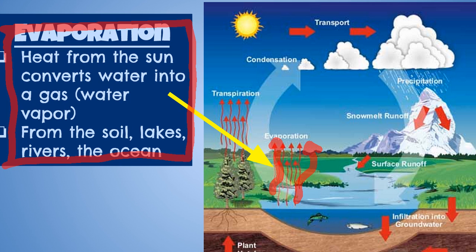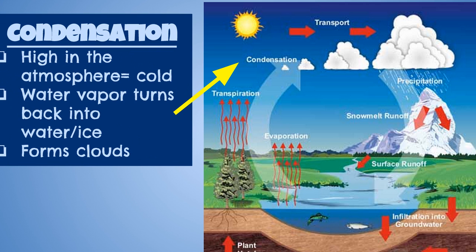So now we've gone from gas to liquid, down into the ground, and we're going back up into the air. Our last step to get back into precipitation is condensation. When we get high up in the atmosphere, the water becomes cold. The water vapor changes back to water. If it's really, really cold, such as in the case of snow, then it's going to change into a solid form of ice. And what happens is it forms into clouds.